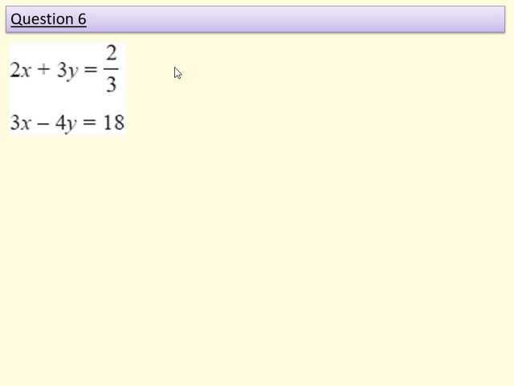Okay, the first one. The best strategy on this one is probably to multiply everything by 3. And the reason for that is that it removes the denominator from this fraction here, and it makes the question really easy to work with if you just times everything by 3, because then it just becomes integers rather than having fractions in the way. So multiplying by 3 gives us 6x plus 9y equals 2. So that's multiplying everything by 3.